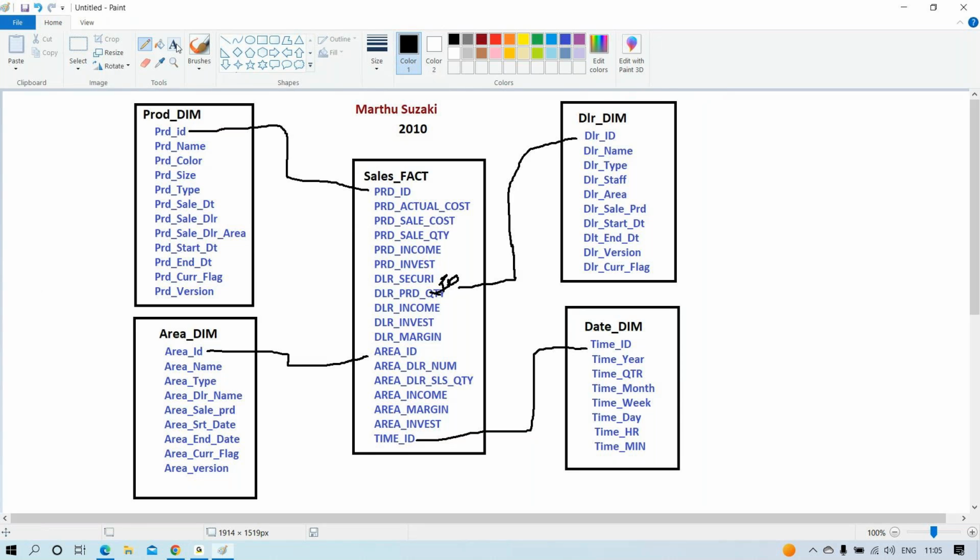For now, assume that this investigation or analysis of history, whatever it is, I am doing from 2010. Suppose the schema is designed from 2010 and my data keeps loading from 2010 till date.